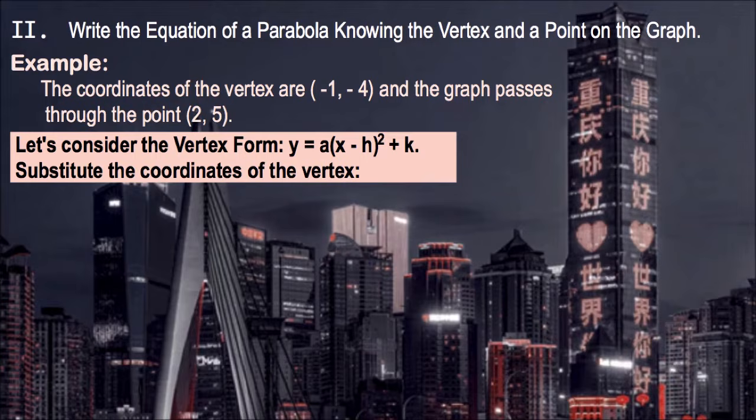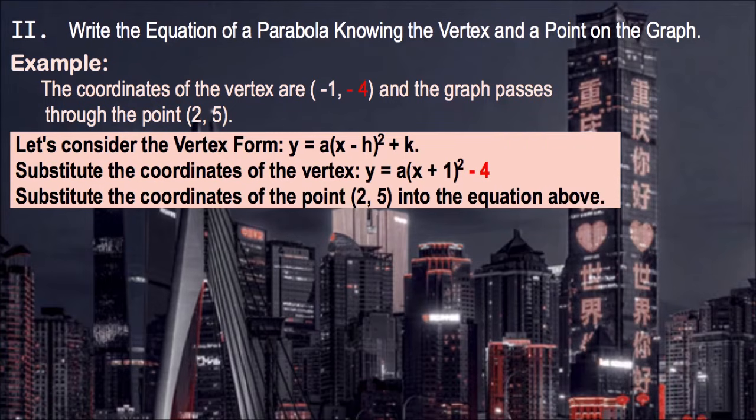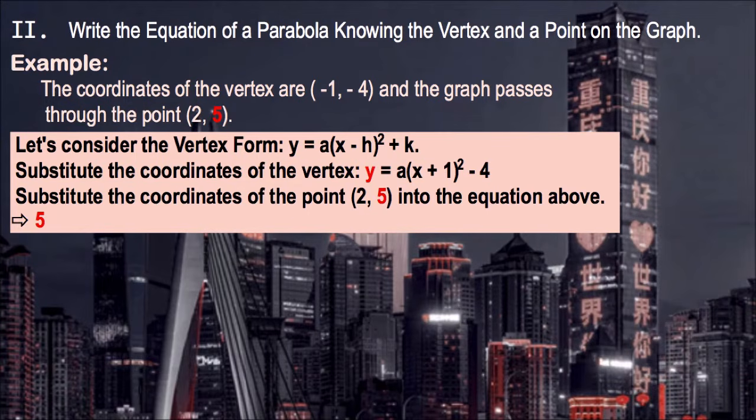Substitute the coordinates of the vertex in here. Straightforward. H is -1, so we have y equals a times the quantity x plus 1, everything squared. K, -4, substitute that right in. Now, we want to substitute the coordinates of the point 2, 5 into the equation above. Thus, 5 equals a times the quantity 2 plus 1, everything squared, minus 4.